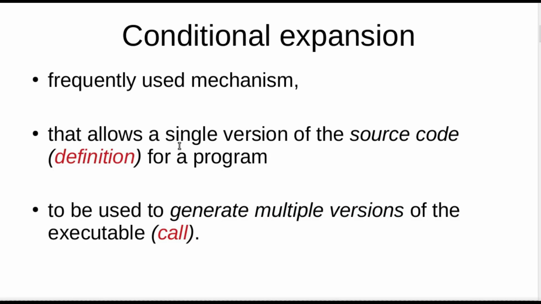A single version of the source code, that is a definition, right? So every time we are defining source code, that is a macro definition. Similarly, the executable file is nothing but the call. So whenever we say it can be used to generate multiple versions of the executable, that is nothing but the call, right? Whenever we call the macro, the expanded form of the macro is generated, which is the executable form, right? So this is the conditional expansion. A single version of the definition is given, and we can generate multiple versions of the executable.